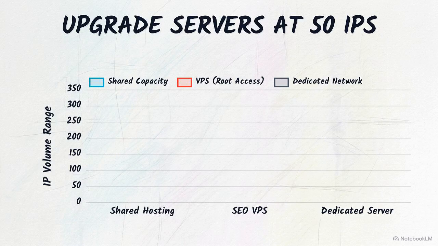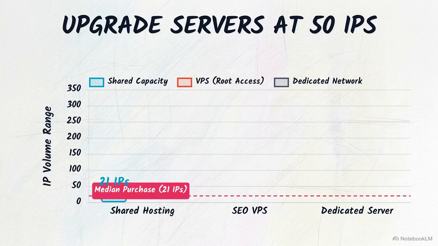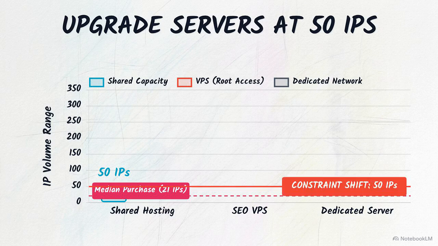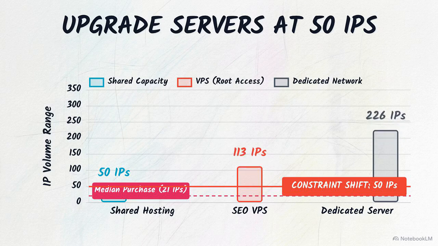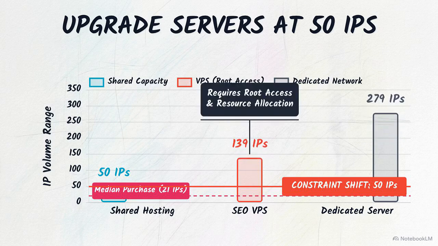Across all orders, the median purchase is exactly 21 diverse Class C IPs. If your interlinking test yields 5 to 20 IPs, you map perfectly into standard shared SEO hosting tiers. As your network surpasses roughly 50 IPs, the primary constraint shifts from IP cost to the raw server resources required. Networks crossing that threshold must graduate to an SEO VPS to secure root access and resource allocation.